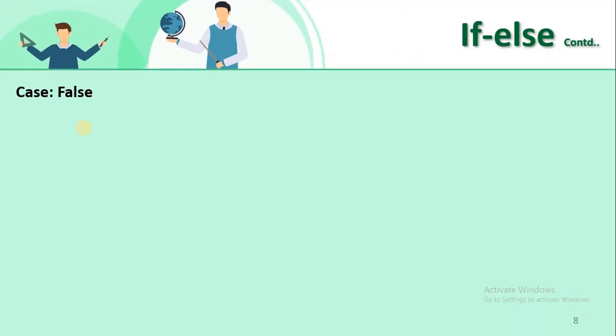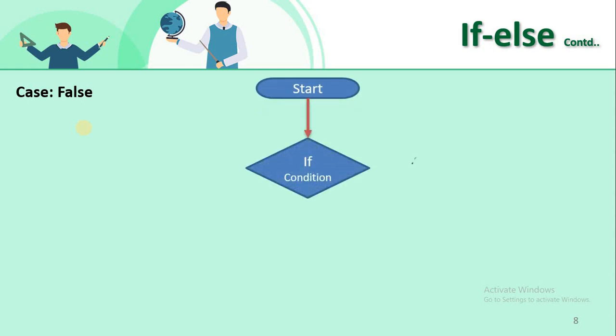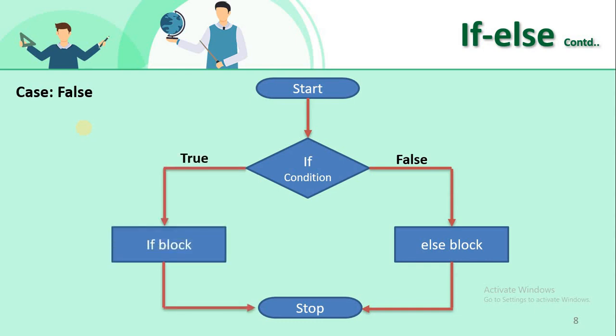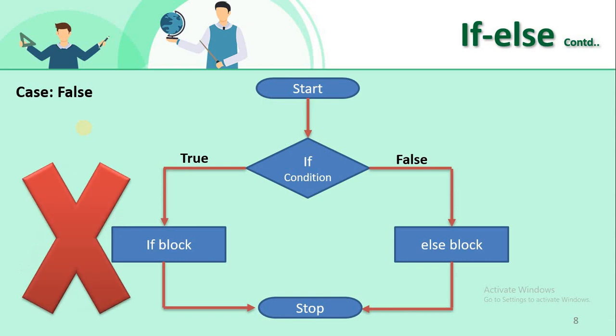Second case, if the given condition is false, see, the condition will be checked first. If the condition value is false, the else block statement or statements will be executed and it reaches the ending point. In this case, only the else block will be executed and the if block will be ignored.